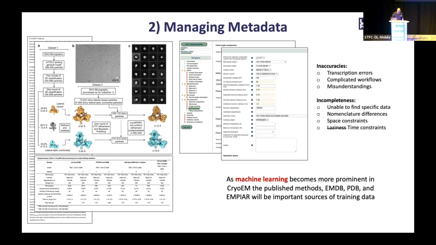So the pipeliner is, again, setting up all these metadata tools to help us root out the inaccuracies and incompleteness that we're seeing in these depositions. So you have basically things like transcription errors, just copying things, not knowing where to find specific pieces of data in your big complicated workflow, and simply the fact that there's not enough space in a paper to literally put down every single parameter you've used in your processing.